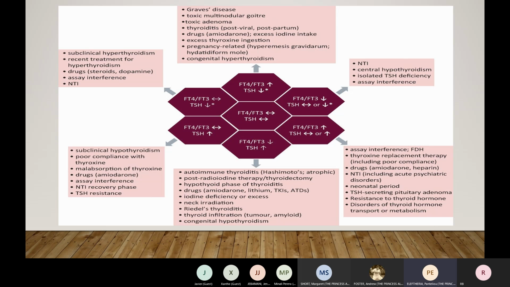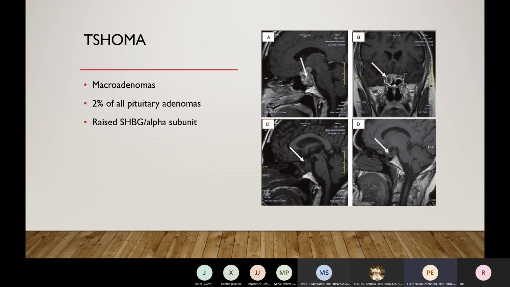Now, staying in the same differential diagnosis box, the one in the right lower corner, I'm going to talk to you about TSHomas and thyroid resistance. These are rare things, but I would like you to be aware of them rather than know everything about them. So a TSHoma is a rare tumor. Out of all the pituitary macroadenomas, 2% of them are TSHomas.